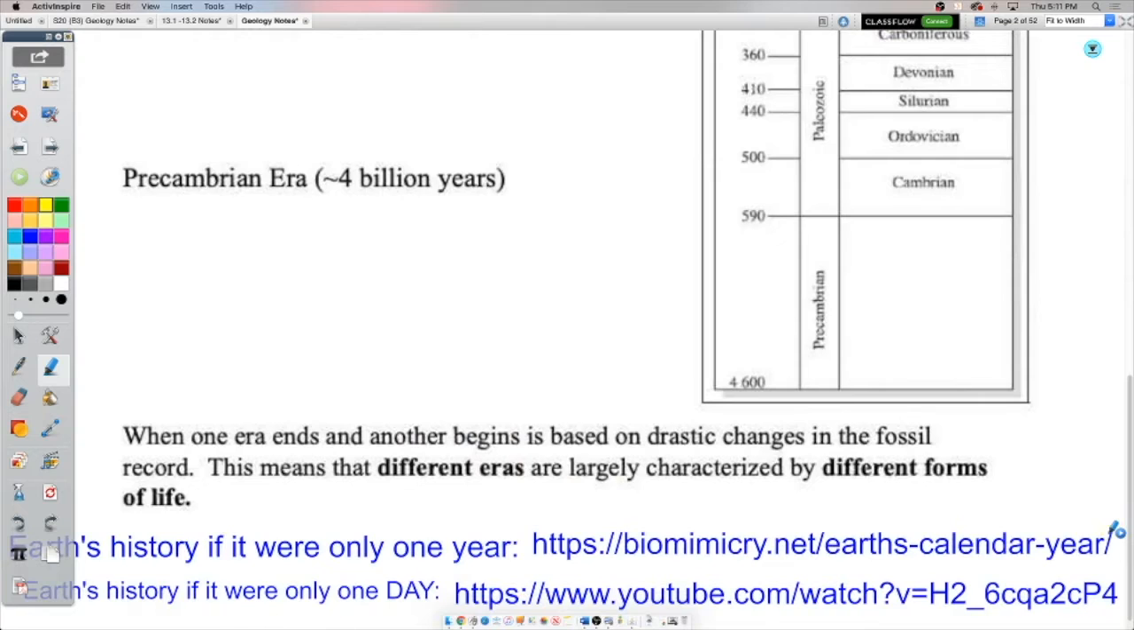I'm just going to skip to the end. So, how do we decide it? It's based on drastic changes in the fossil record. As we go back in time through the fossils, we start to say, okay, things look really different for life at this time than they do for this time. So it looks like something major happened, and we can even see evidence of those major changes. Essentially, these 4 big ways that we chunk up the history of the Earth are largely just based on different forms of life.